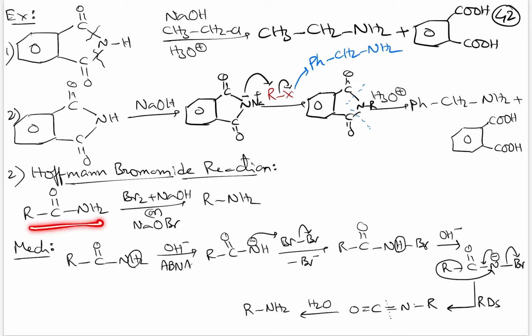Then next reaction, Hofmann bromamide reaction. In Hofmann bromamide reaction, you will take an amide, primary amide, and on reaction with bromine plus NaOH or KOH, or NaOBr, that is sodium hypobromite, will undergo reaction to form amine. Simply the point is here, amide conversion into amine by removal of the C double bond O group. Just you remove this C double bond O group, you will get the product here. So let's see the mechanism of this reaction.